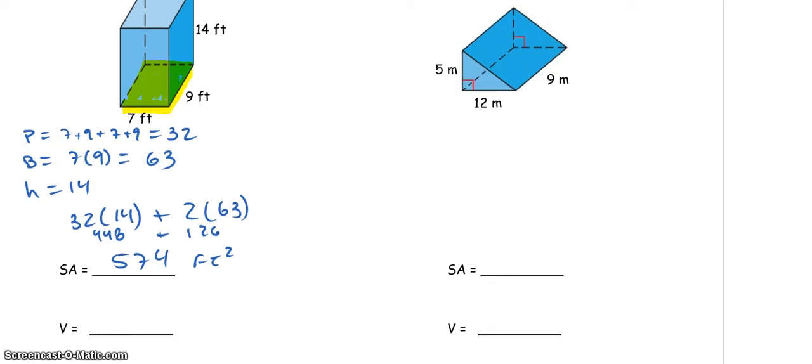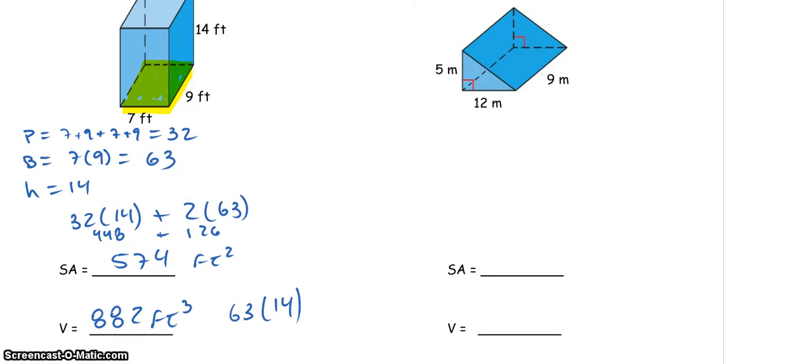It's simply area of the base times the height, which is nice because we have all our information already from the surface area. So the area of my base is 63, and I'm multiplying it by the height of 14. When you get that, you get 882 feet cubed. Volume is measured in cubic measures. All right, so that's a rectangular prism, surface area and volume.